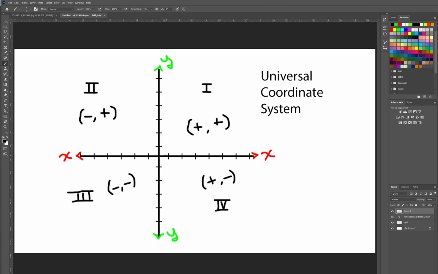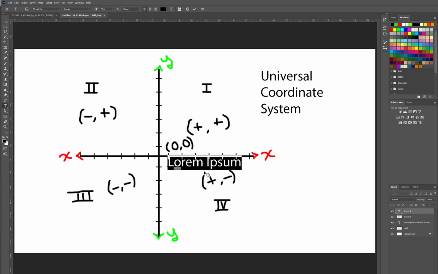The other thing you know about this grid is the starting point here is referred to as the origin. So at the origin point, X is 0, Y is 0, and I'll just get out my text tool and we'll write that that is the origin.